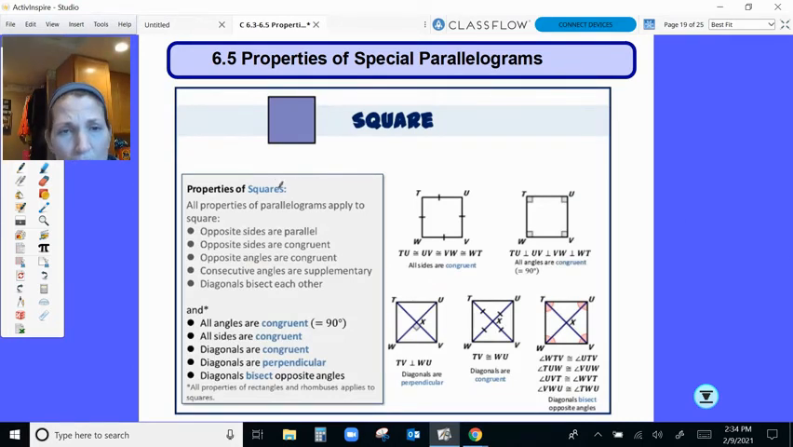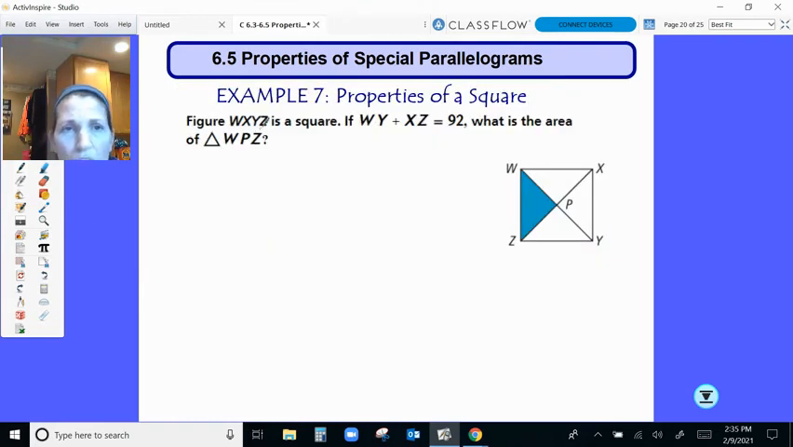So now a square is all of them. It has all the properties of parallelograms and all the properties of rectangles and rhombuses. So all my angles are congruent, all the sides are congruent, all the diagonals are congruent, the diagonals are perpendicular, the diagonals bisect opposite angles, they bisect each other, all of it. It gets all of the cool stuff. Okay, figure WXYZ is a square. If WY plus XZ, so the diagonals add up to 92, what's the area of this little blue shaded region, WPZ? Well, if my diagonals add up to 92, what's 1/2 of them?